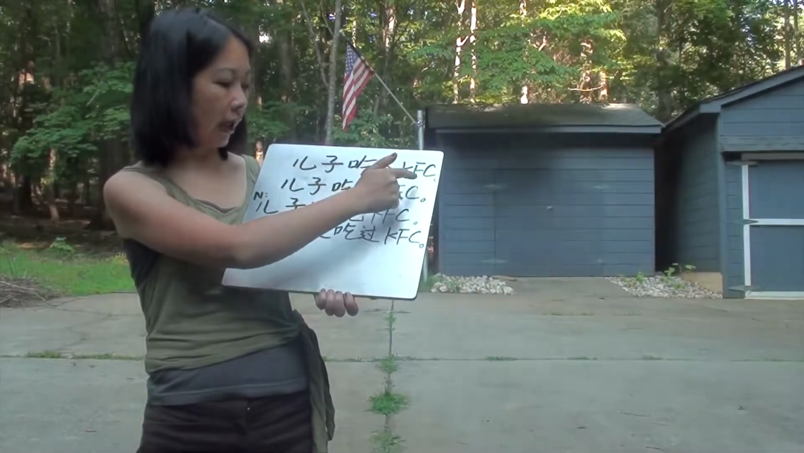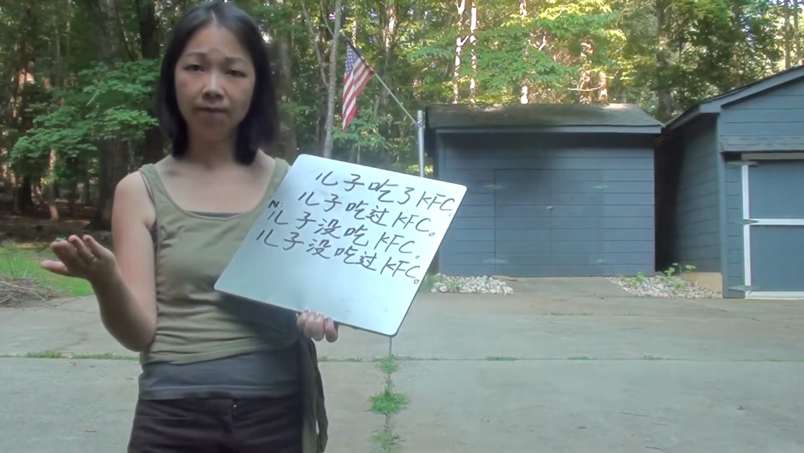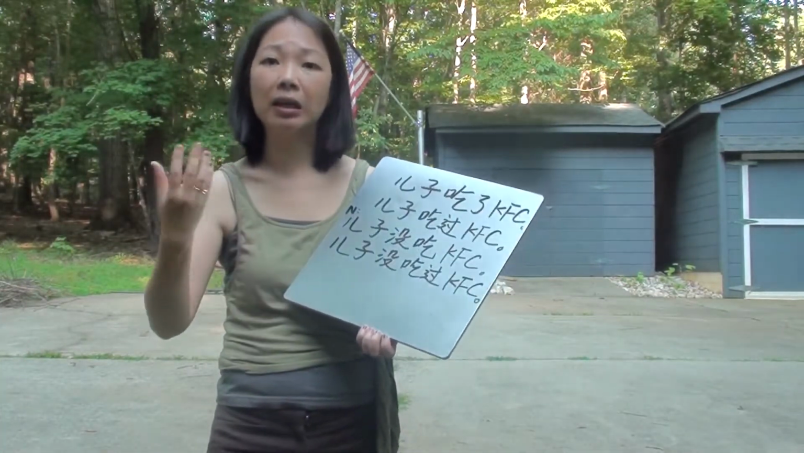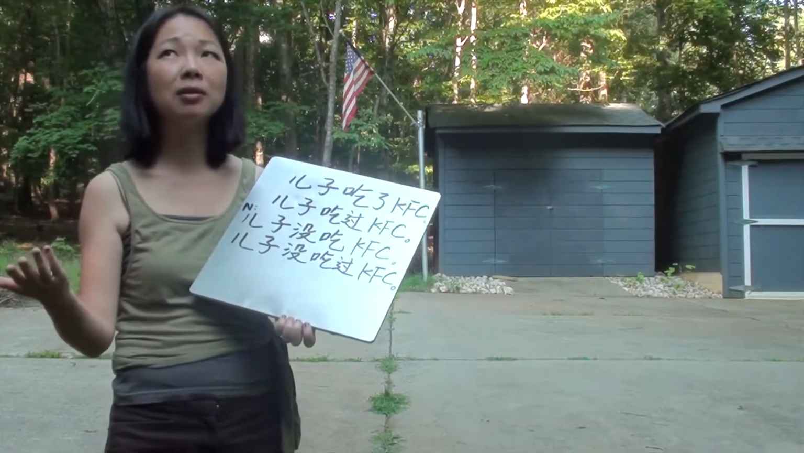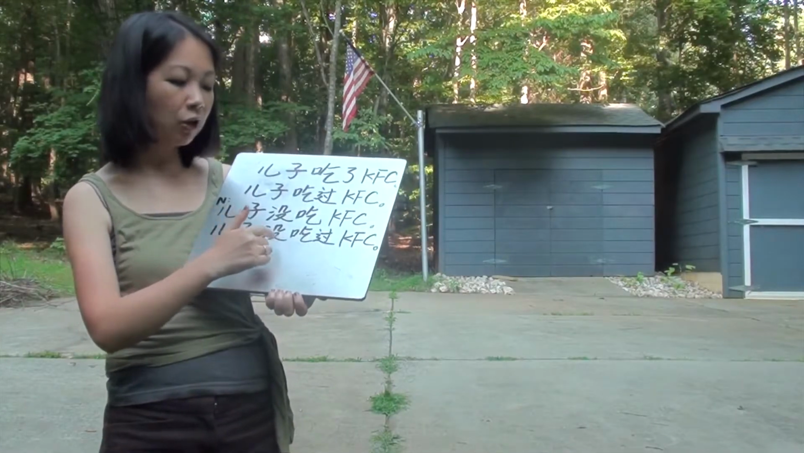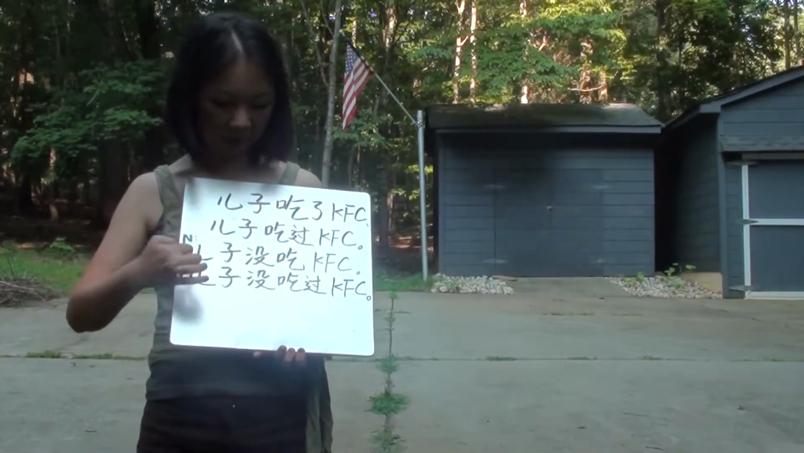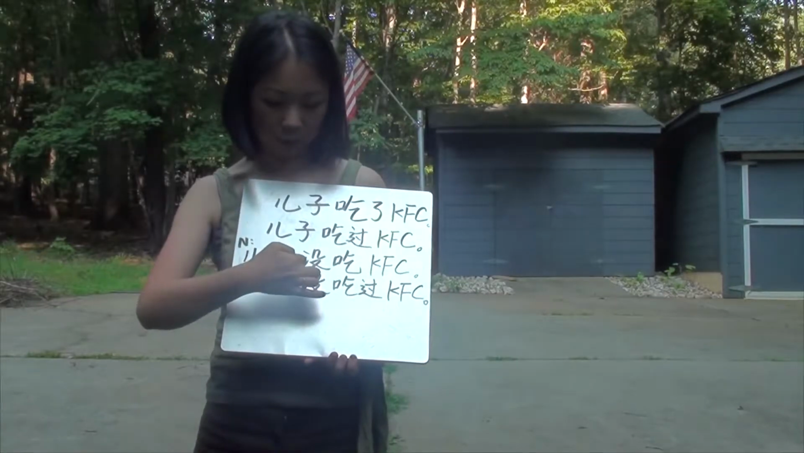Okay, now anyway, here we use 没. So 儿子吃了肯德基. 儿子没吃肯德基. 没吃. The fact is, my son didn't eat KFC today. How about if you want to tell people he doesn't have such experience? 儿子没吃过肯德基. Now, look at these two sentences carefully. Both of them used the negative word 没.